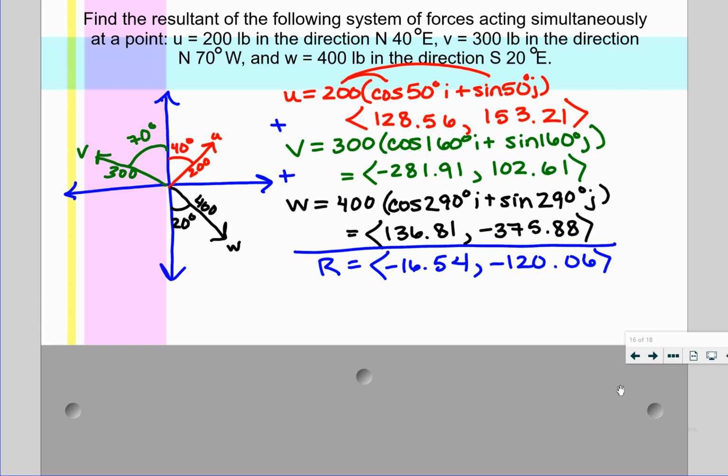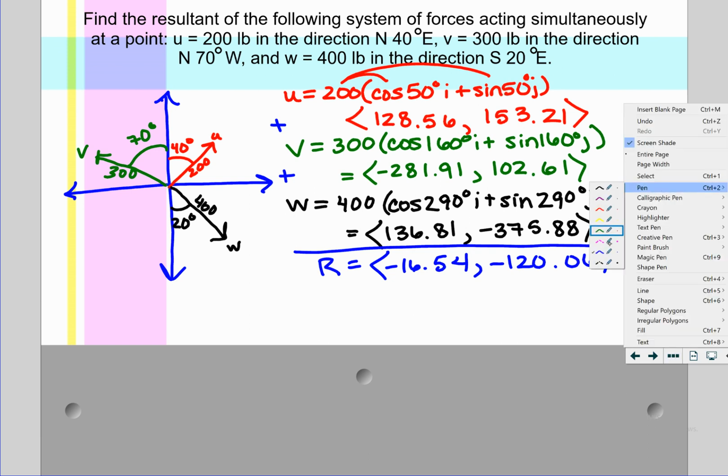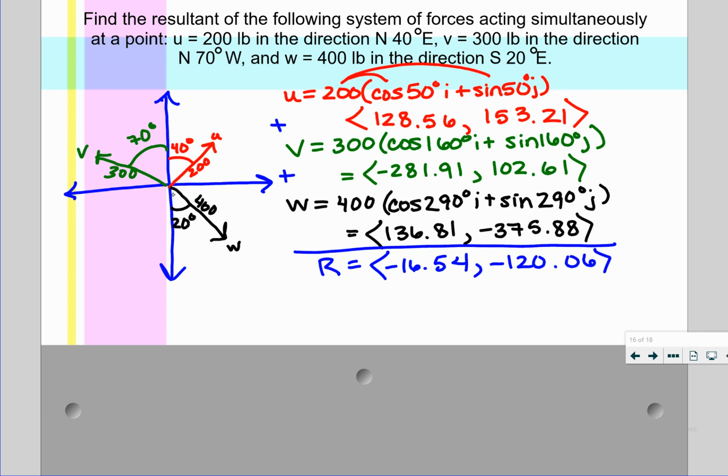Okay. So what quadrant is R in? R is actually in 4, is where this object will ultimately move. All right, so let's see, if I draw a little triangle here with negative 16, 120, it's going to be down there somewhere. 16.54 is that side, and 120.06 is that side, and that's R.